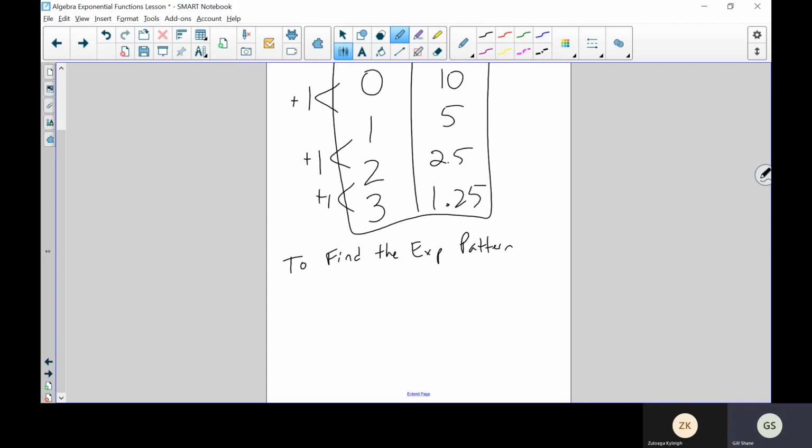So I'll come back up to the table in a second. Step 1. You guys can copy this down when you have a seat. Start with the bottom y, and that symbol means number if you don't know what that means. So to find the exponential pattern, step 1, start with the bottom y number.